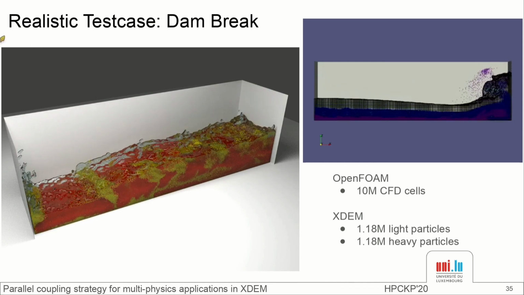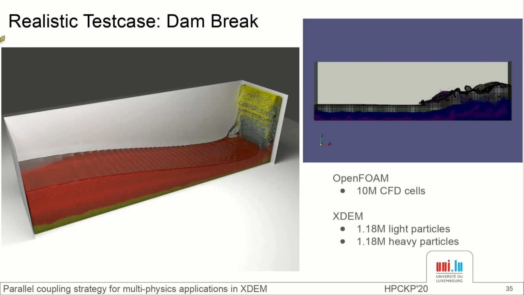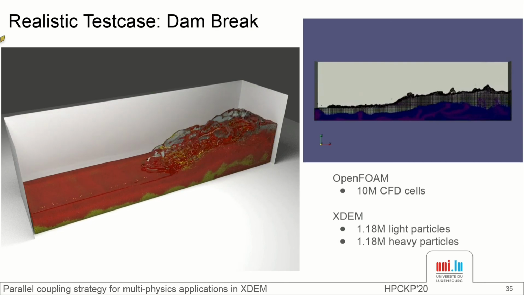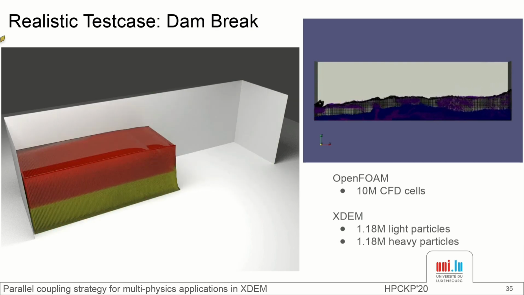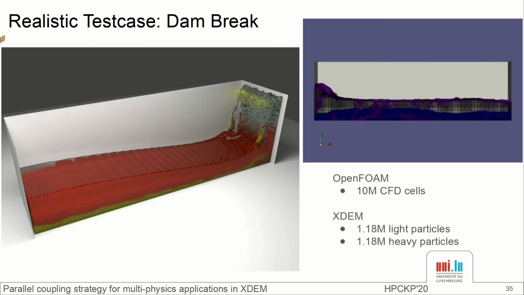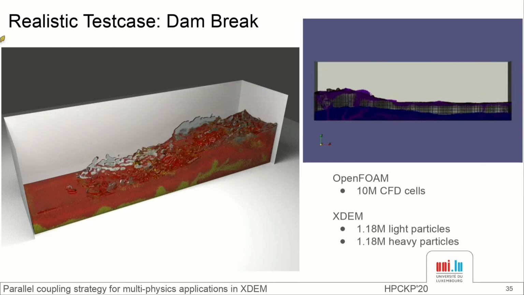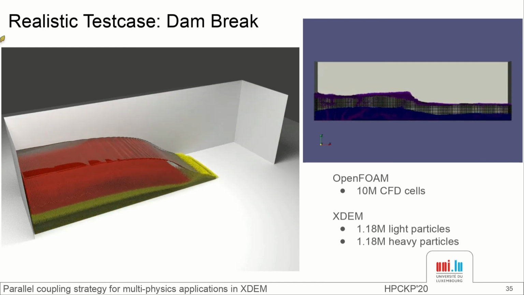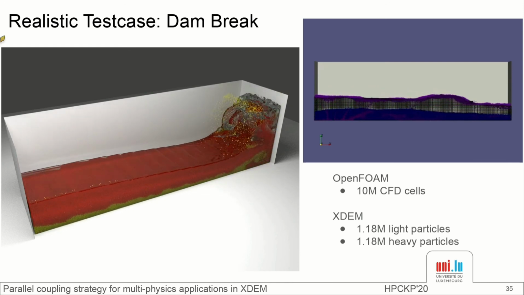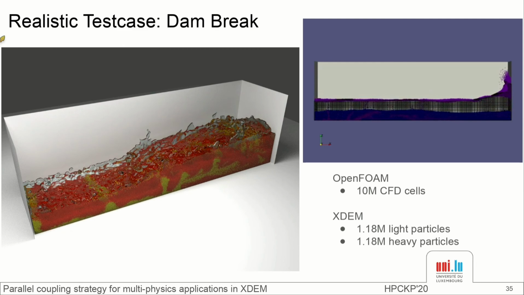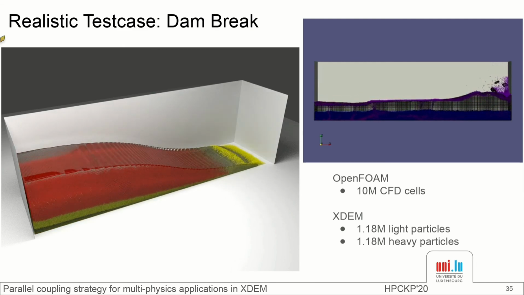So this is the output of the simulation with rendering. This is what it looks like. In that case, there were about 10 million CFD cells and a bit more than 2 million particles.